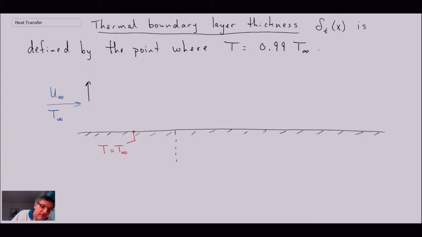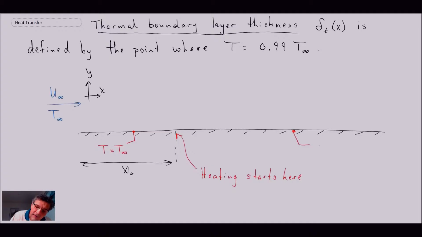And we have a coordinate system normal to the wall, and then along the wall is x. We will call this distance here x naught. And what we are going to assume is that heating is starting there. And consequently, this here is equal to T wall.